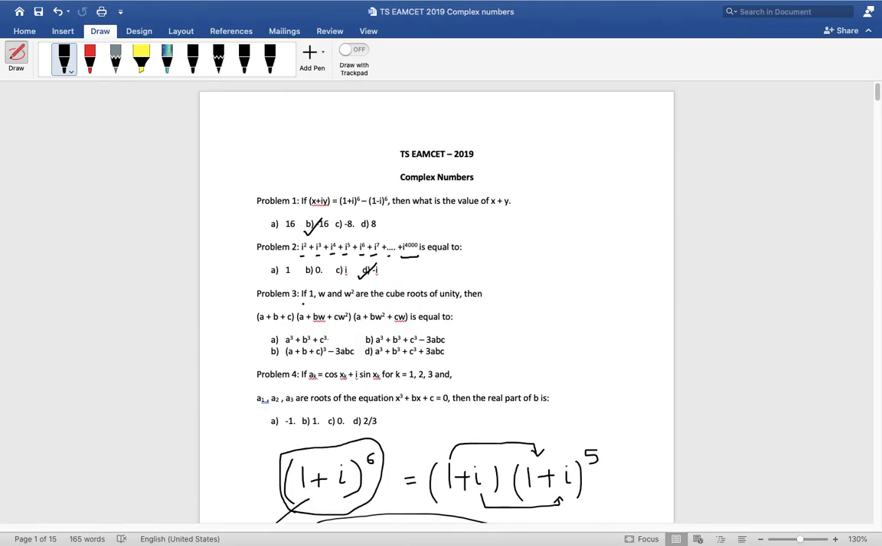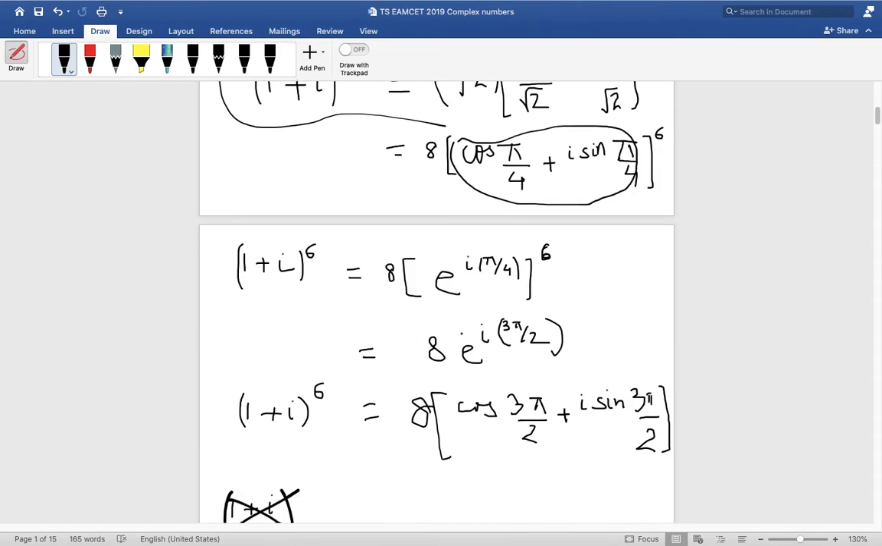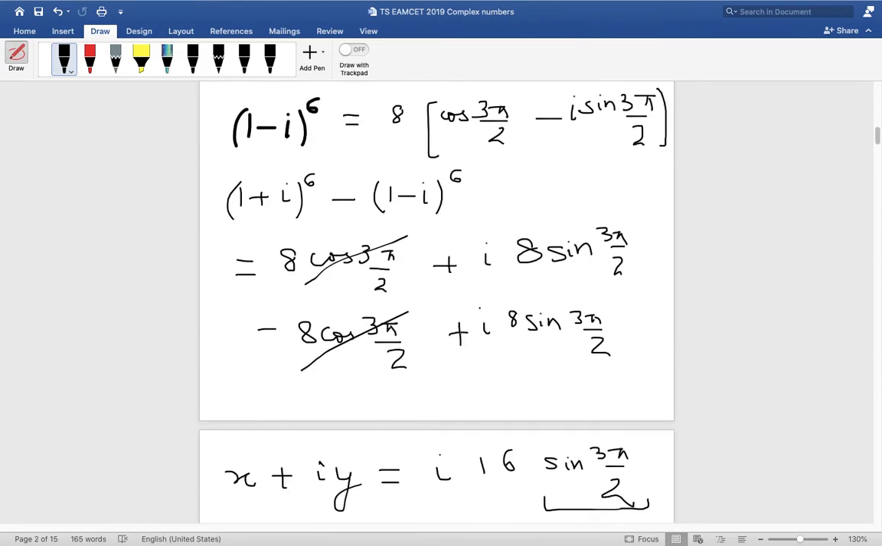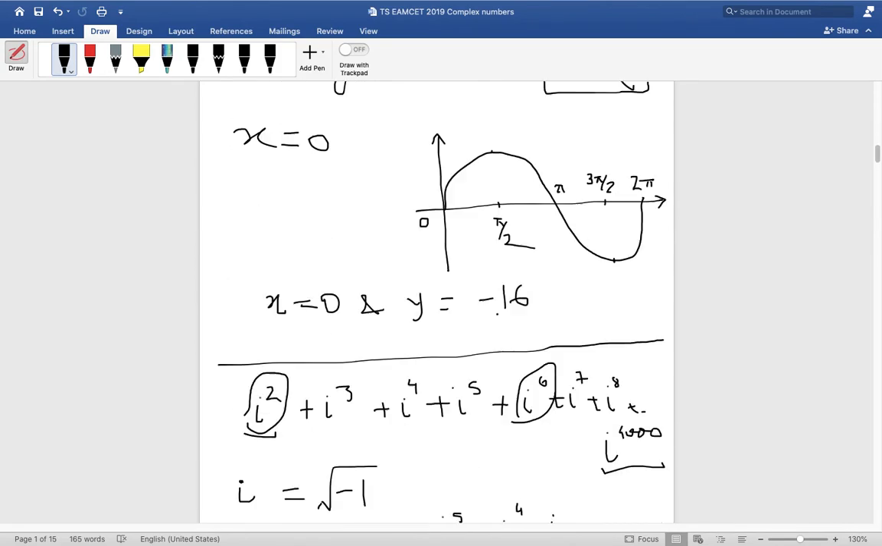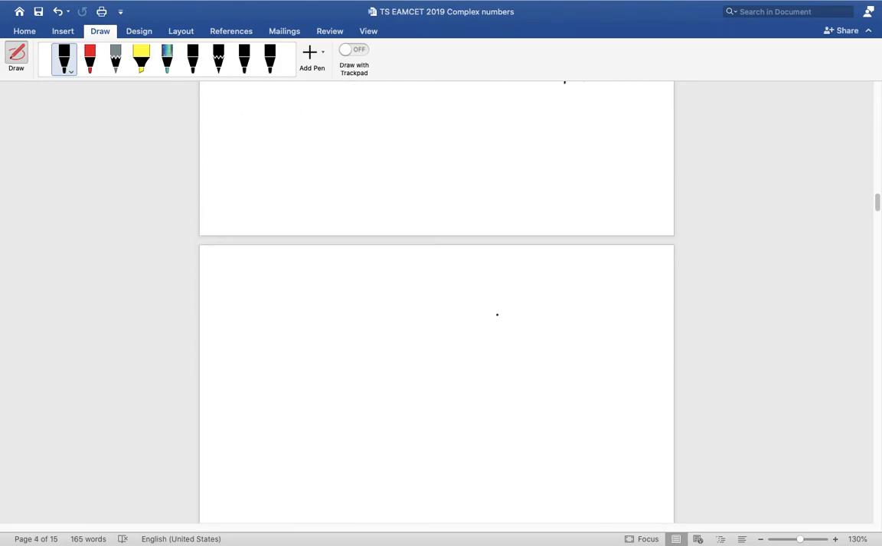Then we have to look at problem 3. If 1, omega and omega square are cube roots of unity, then (a plus b plus c) into (a plus b omega plus c omega square) into (a plus b omega square plus c omega) is equal to what? So this is a tricky problem. It's not too tough if you remember that 1, omega and omega square are cube roots of unity. Unity is what? 1.